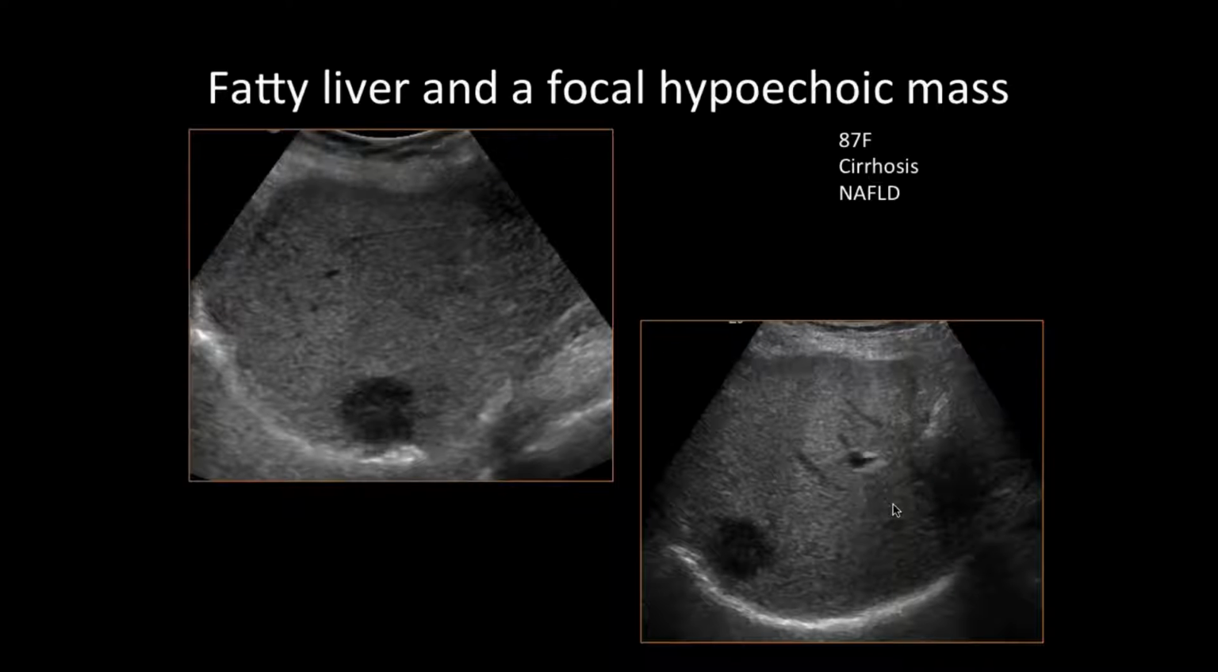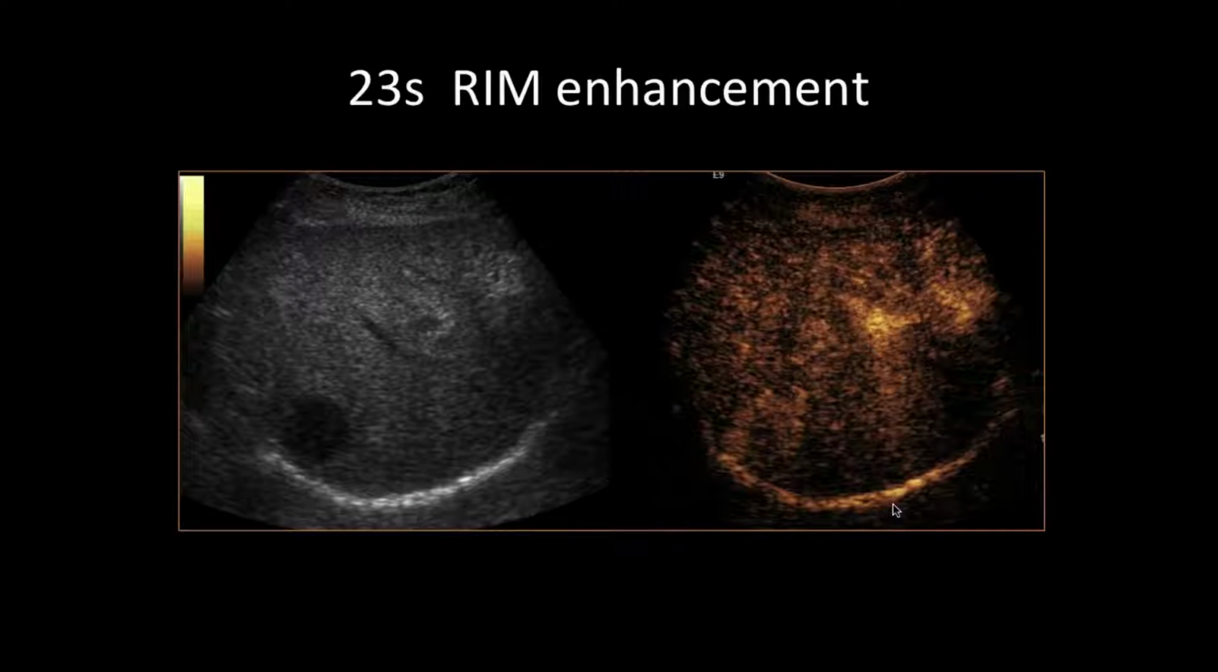So let's look at a couple of patients. Here's a patient with a very fatty liver and a focal, well-visualized hypoechoic mass. This is an elderly woman with NAFLD. Now, when we look at this in the arterial phase, we can see that at 23 seconds, the grayscale image on the left shows our black lesion, and we can see on that image on the right a poorly enhancing liver, but with a rim enhancing lesion.